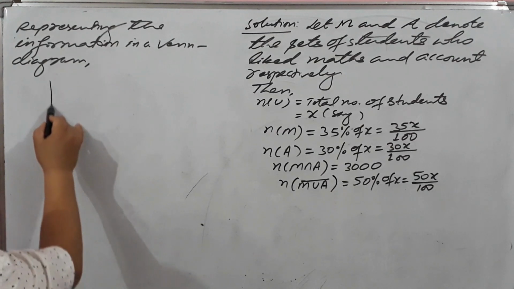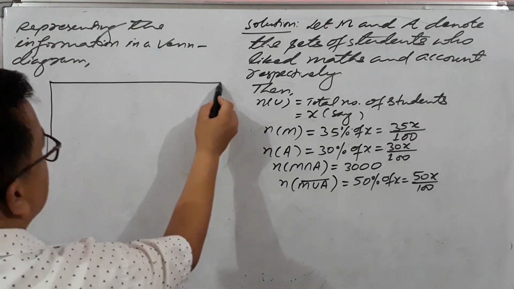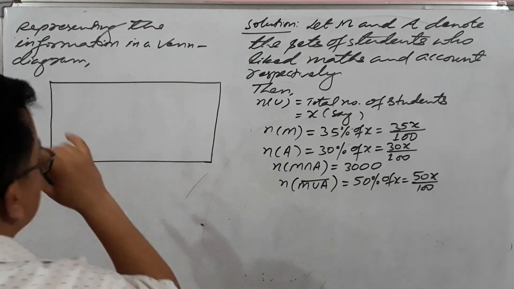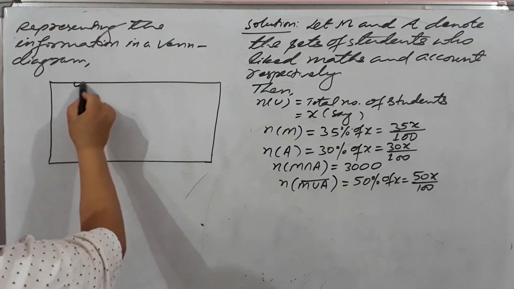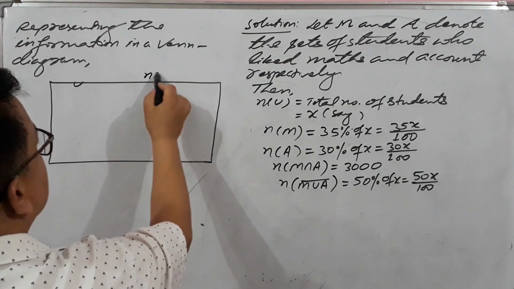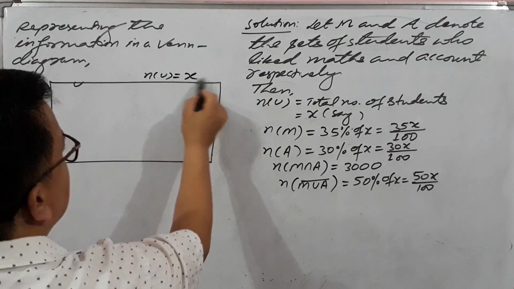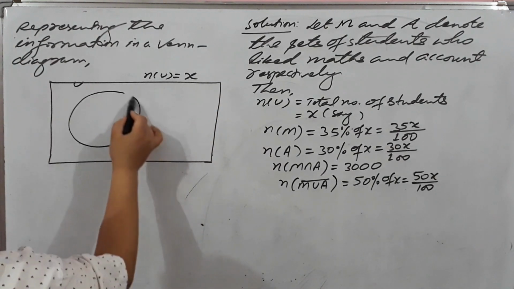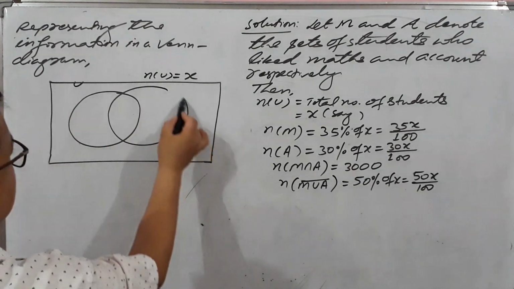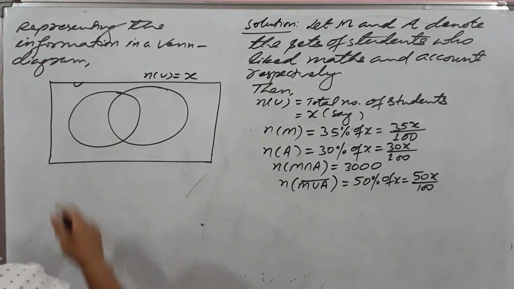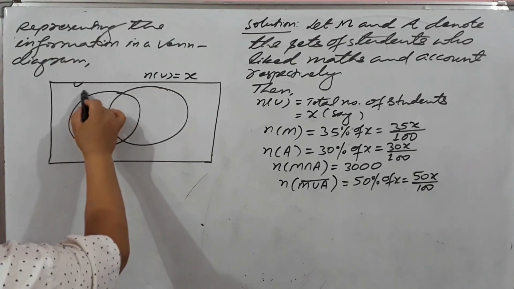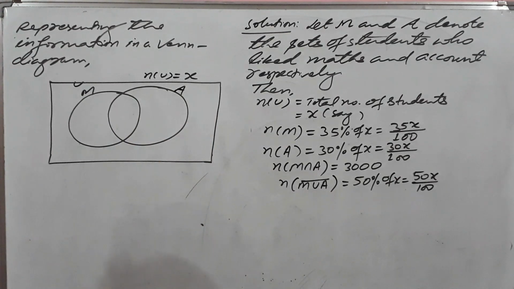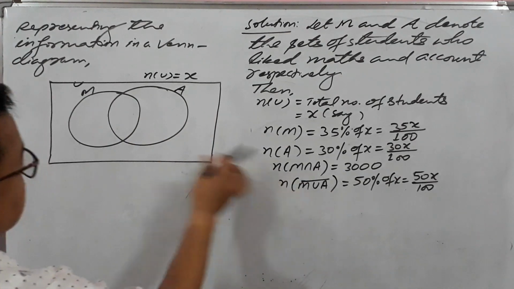Let's make, as you know, we make a rectangle. The rectangle represents the universal set. Here n of U is total X, and then inside the rectangle we draw two intersecting circles. Here one is mathematics, you will touch this circle, and here the account circle like this way. Intersection 3000.